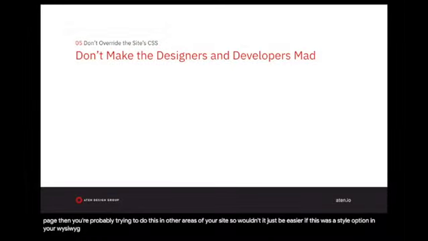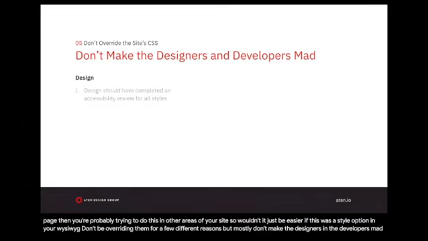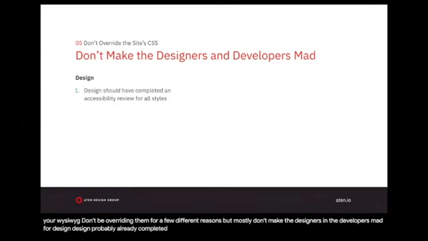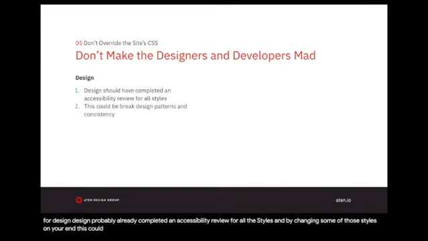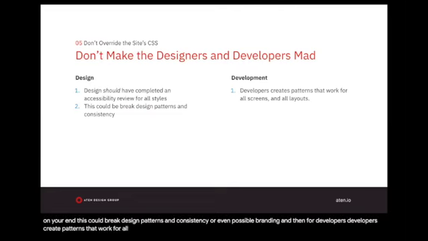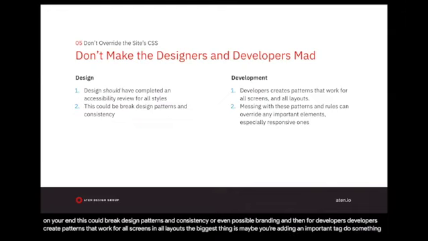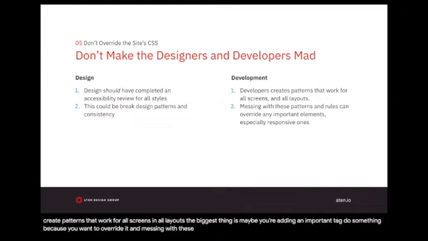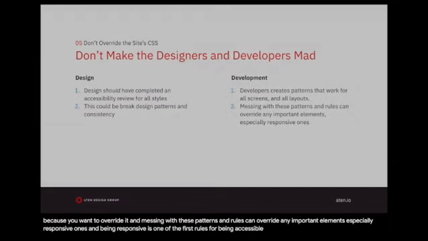You shouldn't be overriding them for a few different reasons, but mostly, don't make the designers and the developers mad. Design probably already completed an accessibility review for all the styles. And by changing some of those styles on your end, this could break design patterns and consistency or even possibly branding. And developers create patterns that work for all screens and all layouts. The biggest thing is maybe you're adding an important tag to something because you want to override it, and messing with these patterns and rules can override any important elements, especially responsive ones. And being responsive is one of the first rules for being accessible.